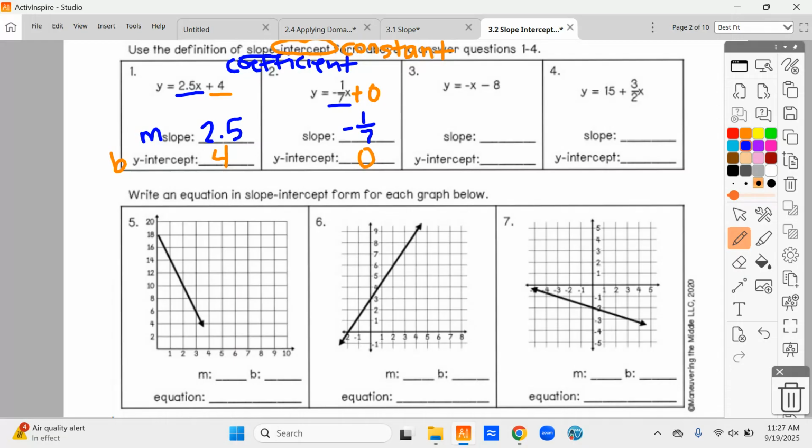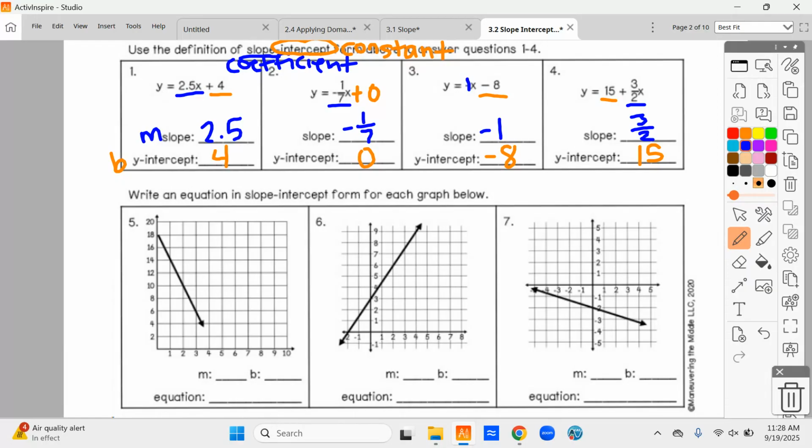Now remember, with number 3, if I have a negative x, that means I have a negative 1 coefficient. So my slope would be negative 1, and my constant, my y-intercept, is negative 8. And number 4, we need to be careful because it's flip-flopped, but 15 is my constant, so that's my y-intercept, and my coefficient of x is 3/2.